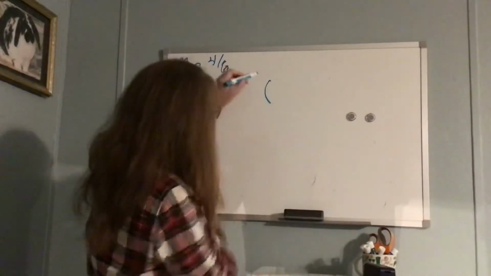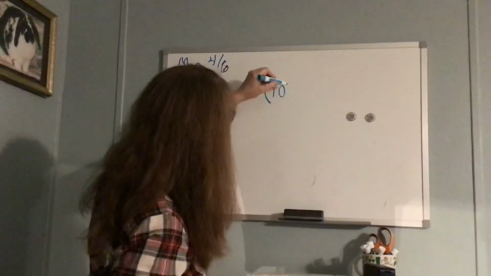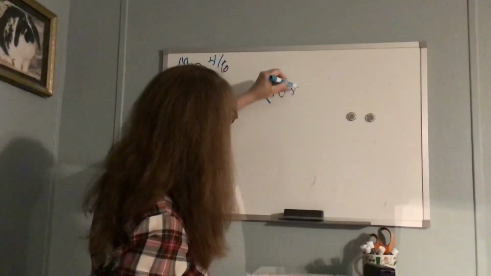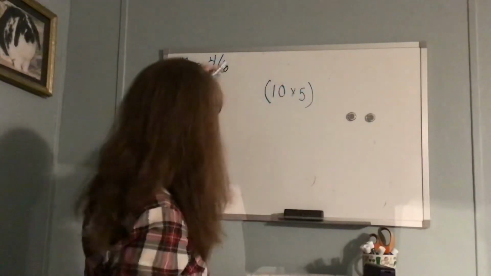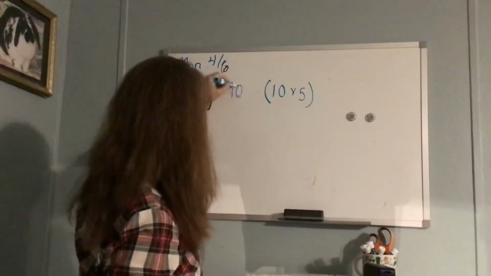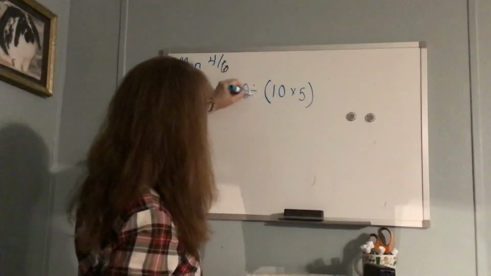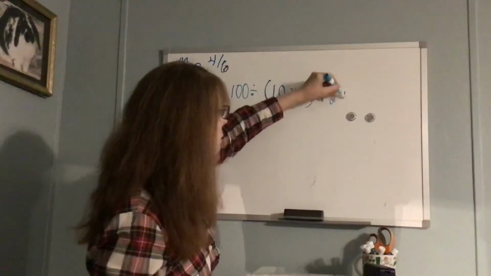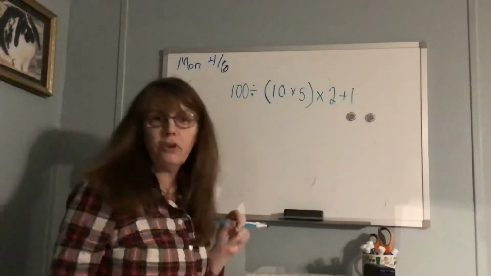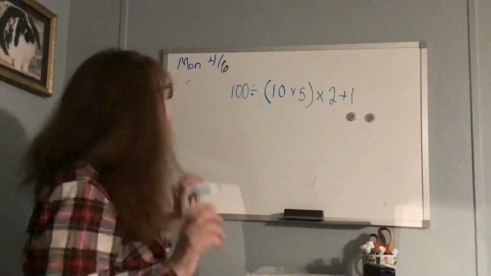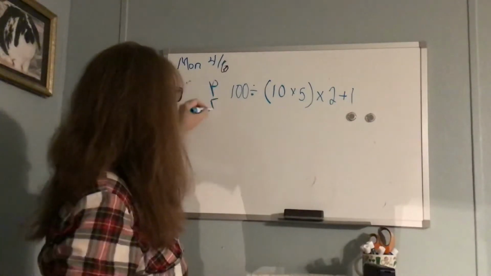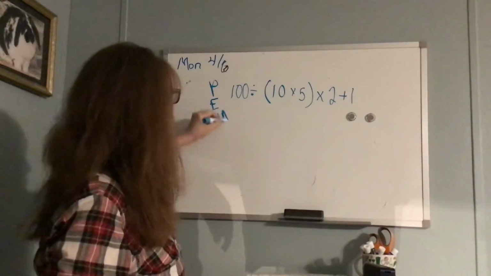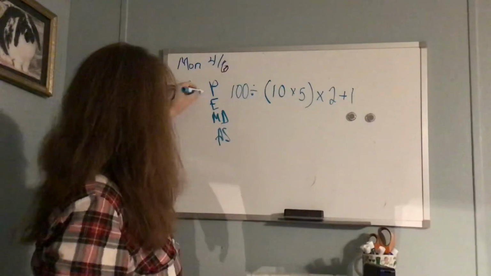So let's see, we've got, how about 10 times 5? We've got 100 divided by, times 2 plus 1. All right, so this one's a little bit harder. Remember, we've got that PEMDAS. Okay, so we're going to check off parentheses.